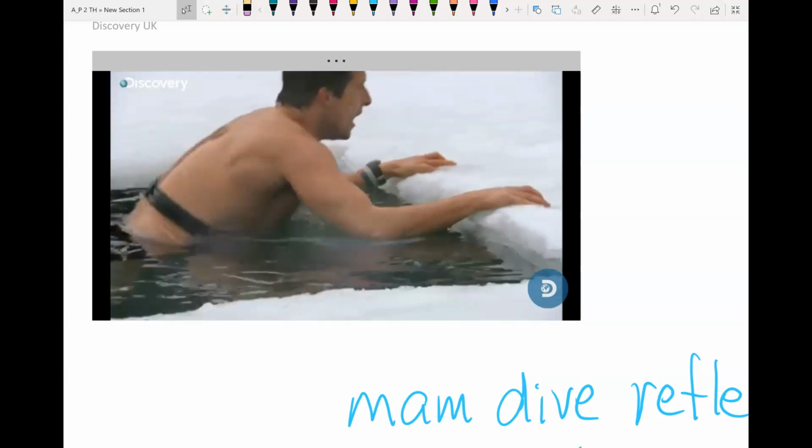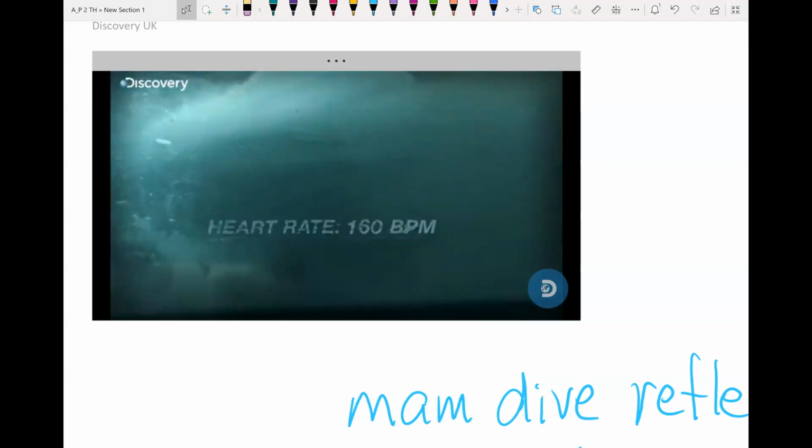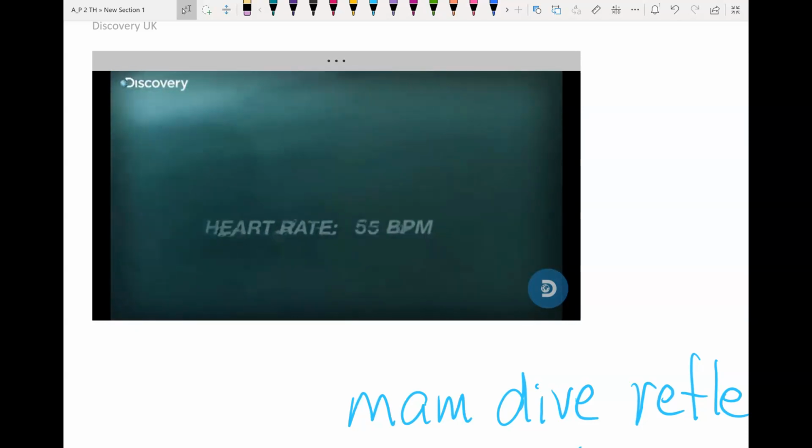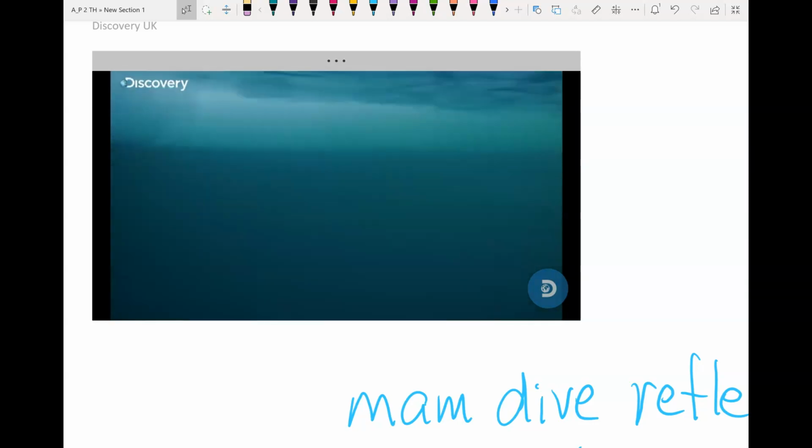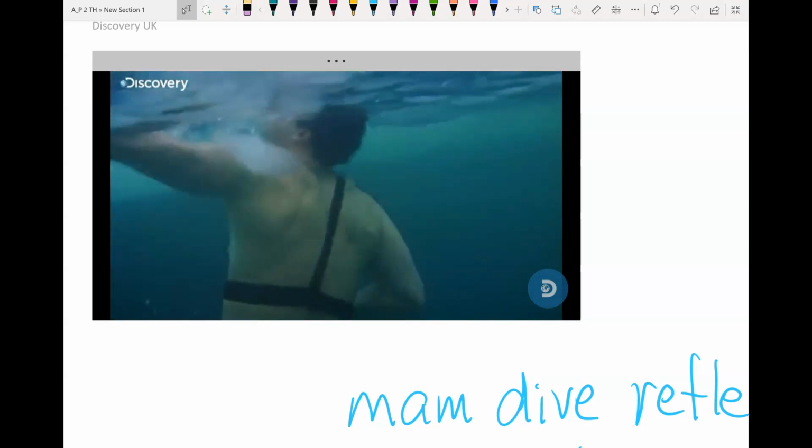Survival is all about understanding and controlling your reflexes. Watch as my heart rate drops from 160 beats per minute to 55. It's known as a mammalian dive reflex. When your face is submerged in cold water, the heart slows dramatically. It gives you vital extra seconds to make it to the surface.